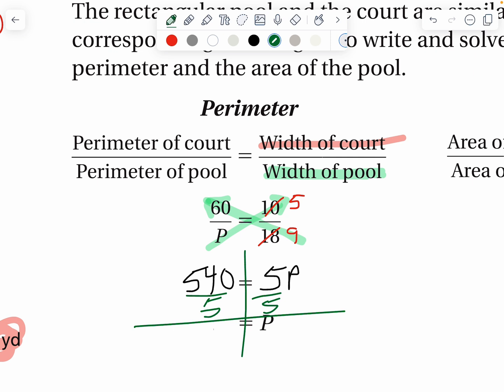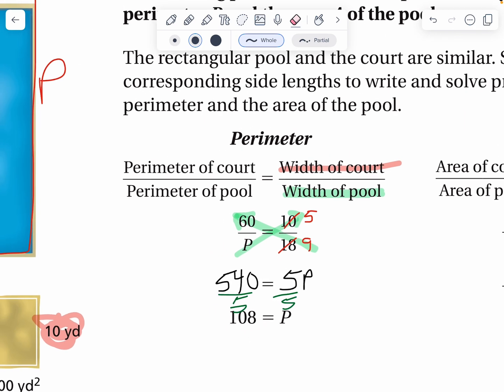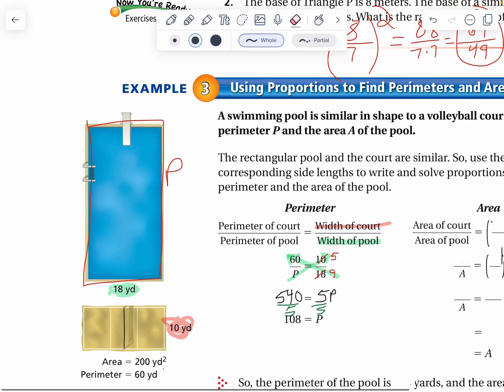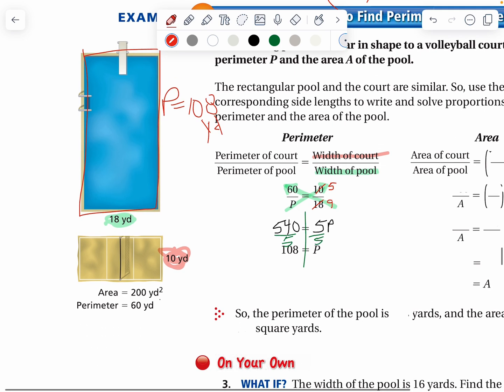540 divided by 5 is 108. Okay, 108. So what do we get? The perimeter of the pool. What were we looking for? We were looking for the perimeter of the pool. The perimeter of the pool right here was 108 yards. And you want to put yards because it says everything's in yards on this problem.